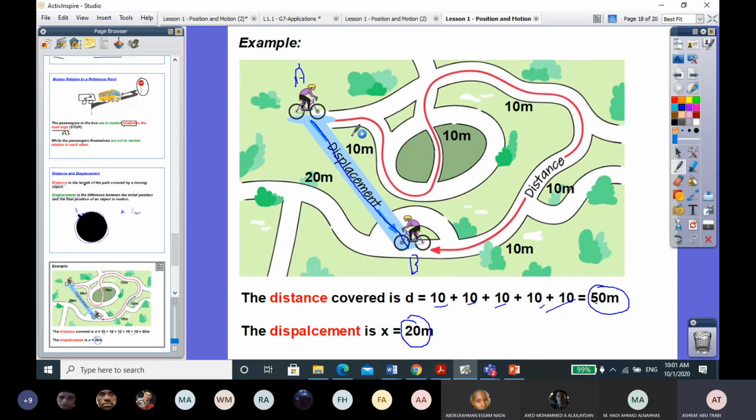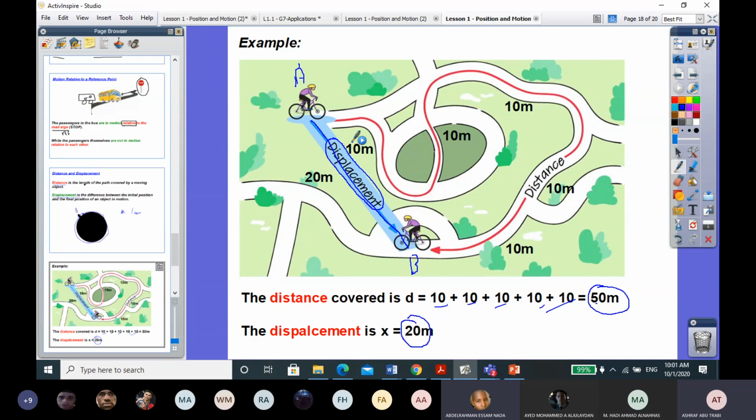But if I want to know the displacement between point A and point B, I want to know the straight line covered, or the shortest distance. We call it the shortest distance between point A and point B. We just make a link between point A and point B. So this link will be the shortest distance between point A and point B, and it will be the displacement.